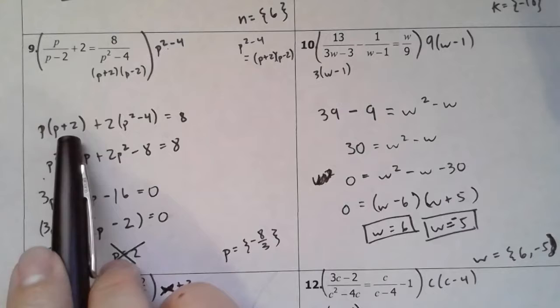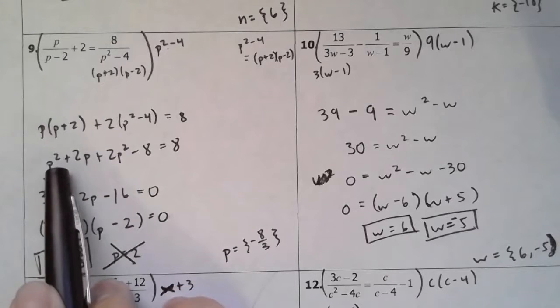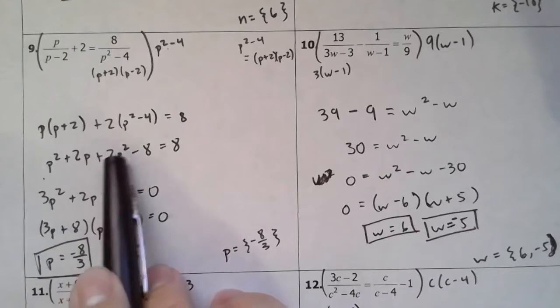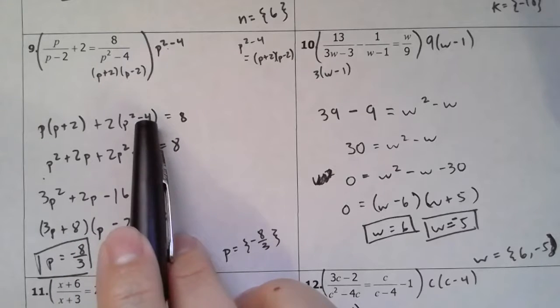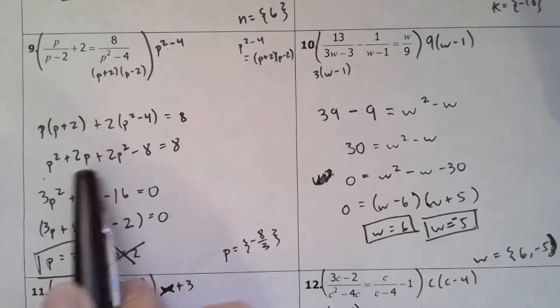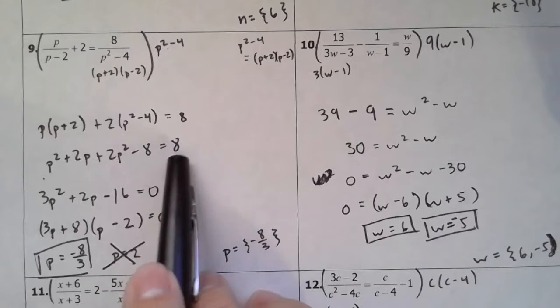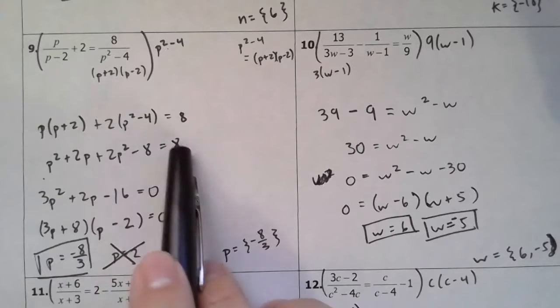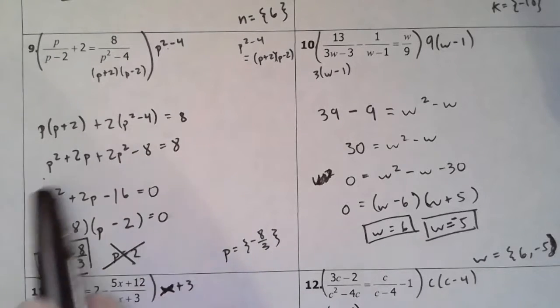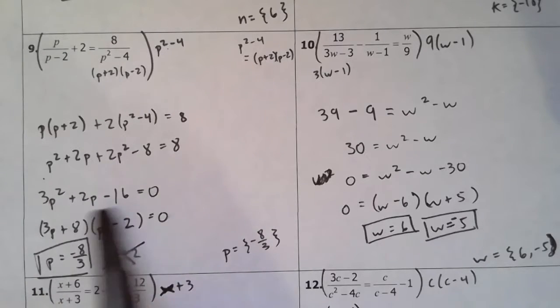I distribute here in this first one, and I get p squared plus 2p plus 2p squared minus 8. When I distribute this here, it's equal to 8. Combine like terms, and I'm going to subtract 8 from both sides so I can get everything over to this side, so I get everything equal to 0. And I got this resulting quadratic here.